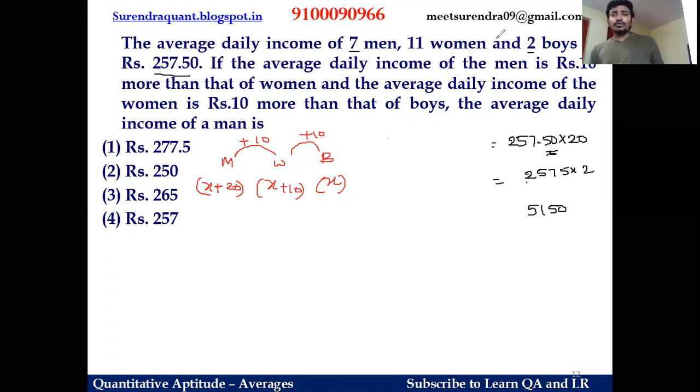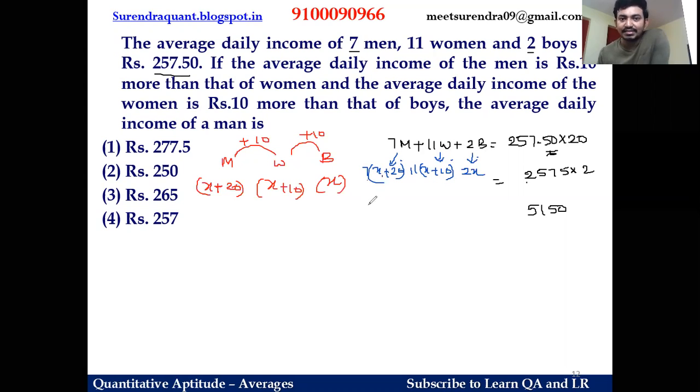And you are basically looking for the average daily income of a man. So this total data you have to convert in terms of man, guys. So now, one boy's average you have taken as X. Then for 2 boys, it is 2X. 11 women, 11 into X plus 10, right? So this is 11 into X plus 10. What about men? 7 into number of persons into income, 7 into X plus 20. So this is the total 7 men income. This is 11 women income. This is 2 boys income.